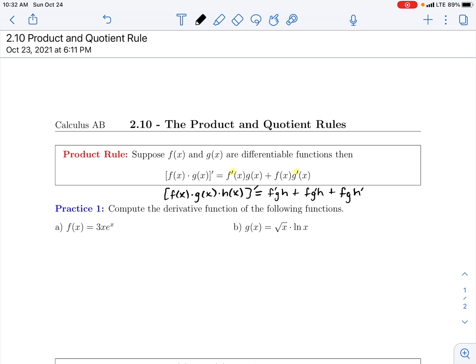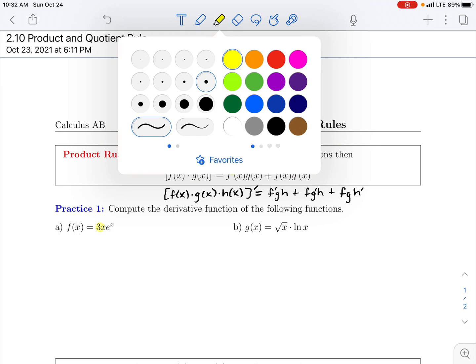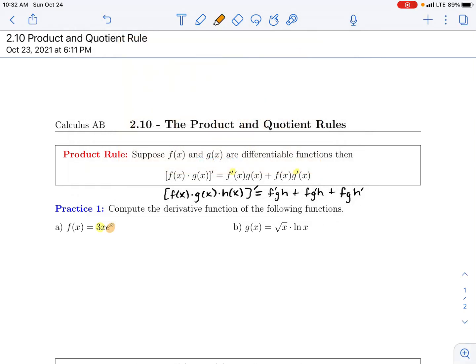Okay, so what I want to do here in part A is just recognize that I have a product of two functions, right? This is my first function that I'm recognizing, the 3x, and then e to the x is my second function. So when I'm trying to find the derivative of f, I just know that it's the derivative of the first function times the second plus copy the first function times the derivative of the second.